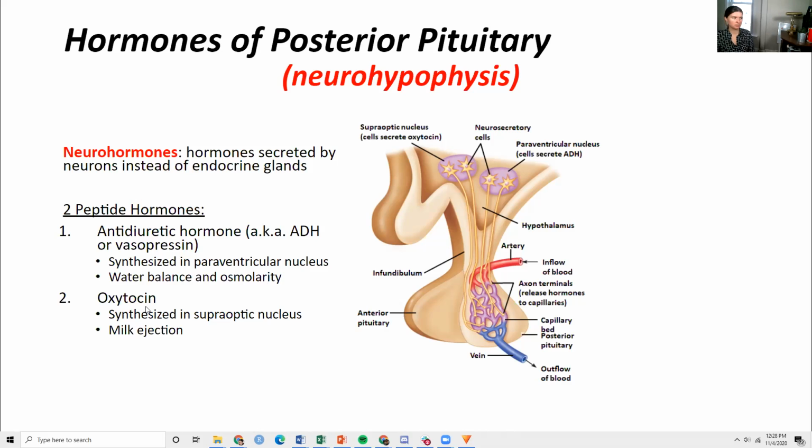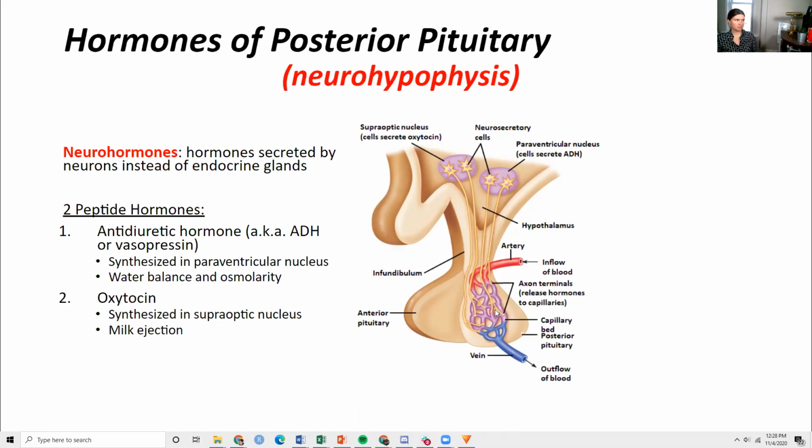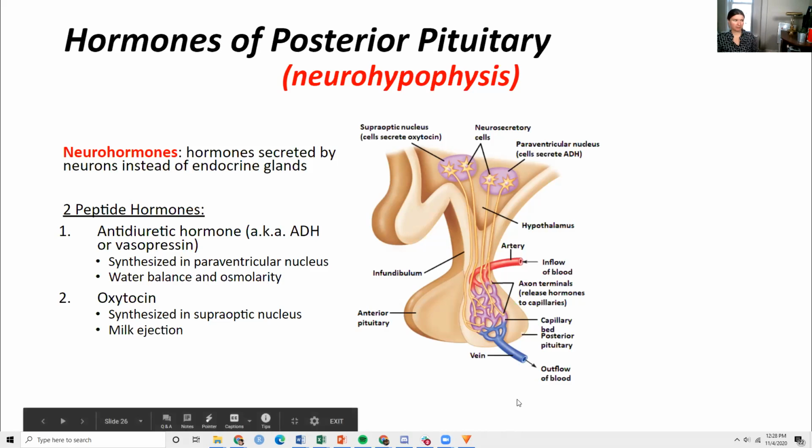So oxytocin is particularly linked to lactation. So it'll create milk ejection. So this is also important. That's the second hormone released by our posterior pituitary.